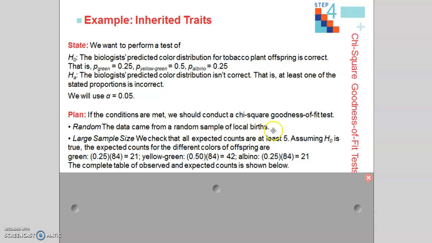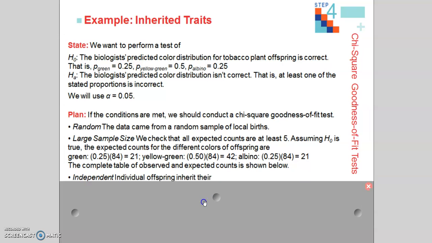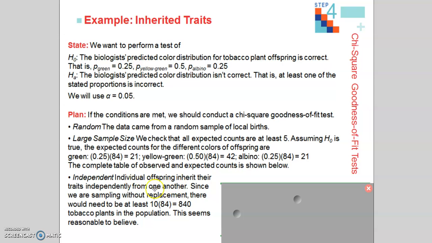All expected counts need to be at least 5, and you can't just say that they are, you have to show that you actually calculated them. So 1/4 of 84 is 21. Half of 84 is 42, and 1/4 of 84 is 21. So we would expect 21 green, 42 yellow-green, and 21 albino, and all of those are at least 5. And then independent, individual offspring inherit their traits independently from each other, and we are sampling without replacement, so it's reasonable to assume that there are at least 840 tobacco plants in the population we selected from.